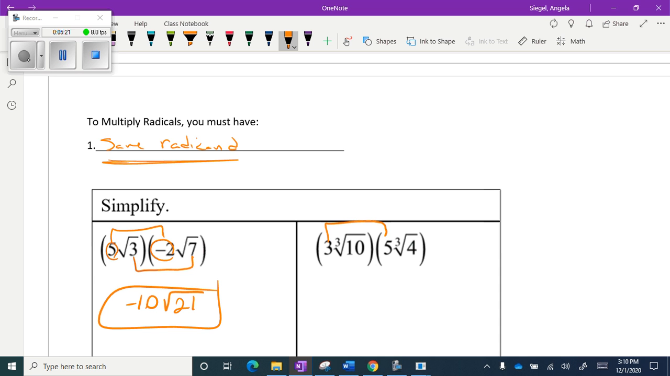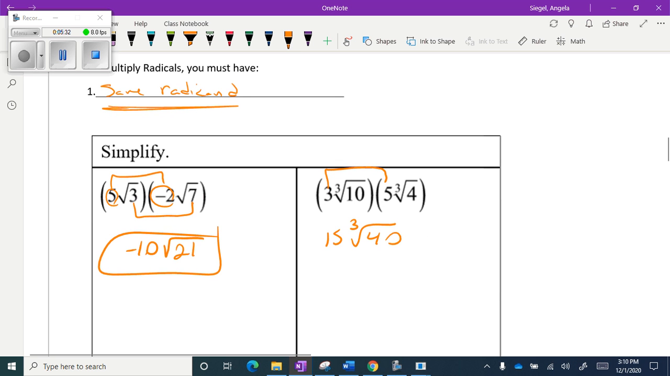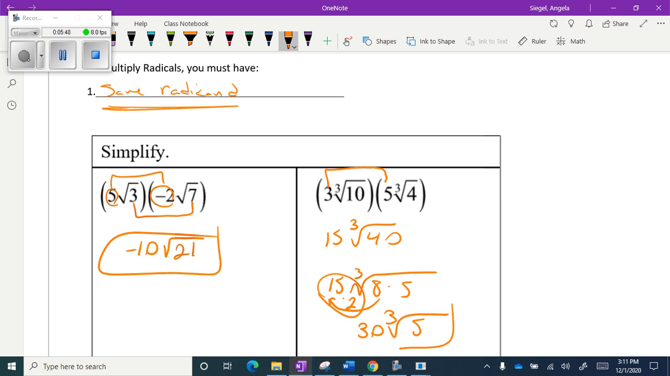Okay, and then 3 times 5 is 15. Cubed root of 10 times 4 is 40. And then if you can simplify it, do it. So I see that 40 is hiding a perfect cube of 8, and so that 8 comes out as a 2. The cube root of 8 is 2. So whenever you push a number to the outside, you always multiply those together. So it's 30 cubed root of 5 for your answer.